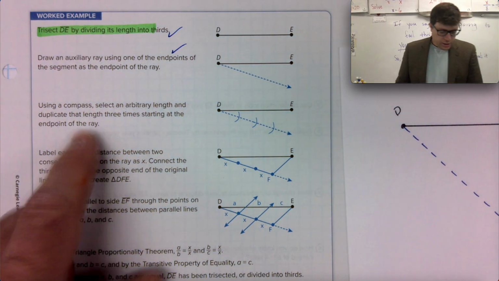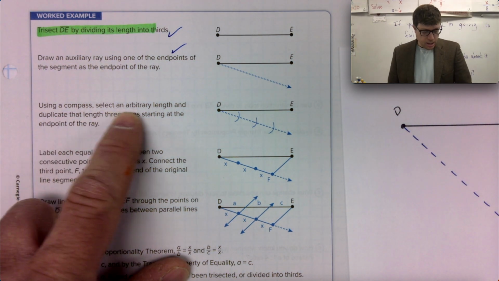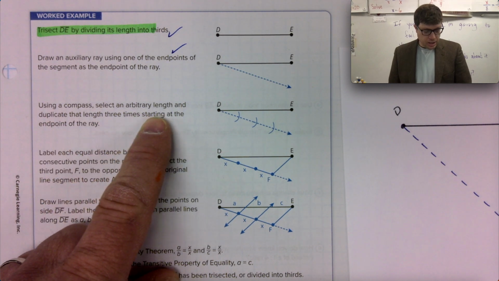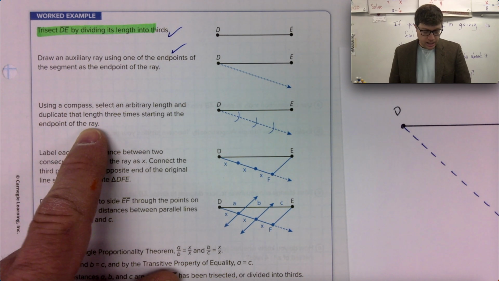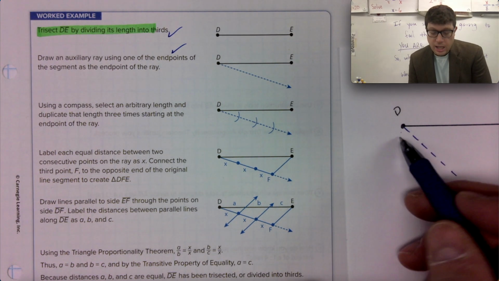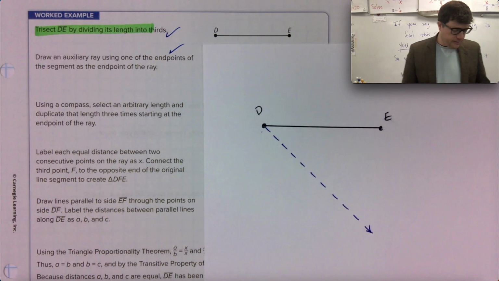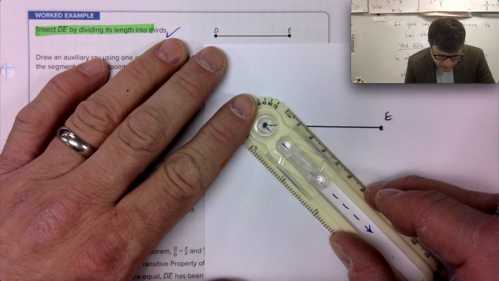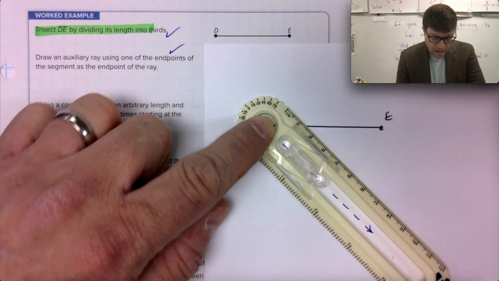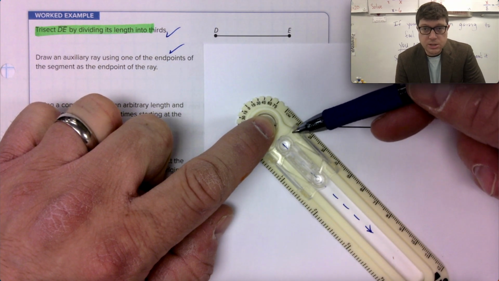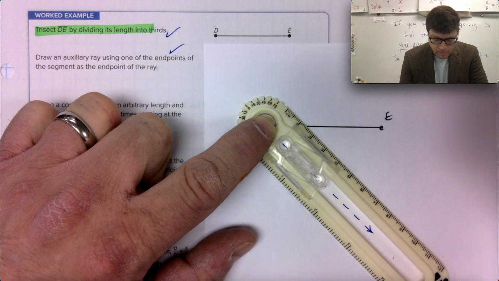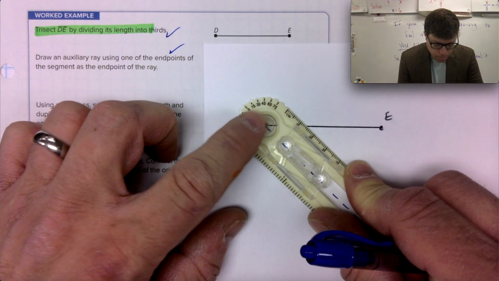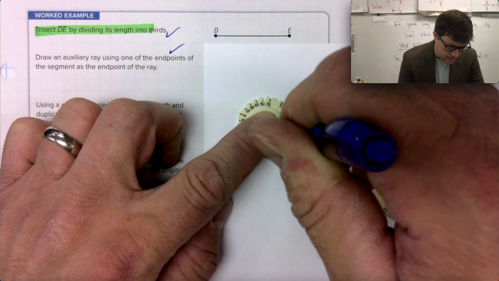Using a compass, select an arbitrary length and duplicate that length 3 times, starting at the endpoint of the ray. So this is considered the endpoint of the ray. I've got the compass from the previous video, shoved all the way up into the center of the circle, and I'm going to use that as my marker. I've got the endpoint of the ray where my compass is, and then I'm going to pin it and spin it.